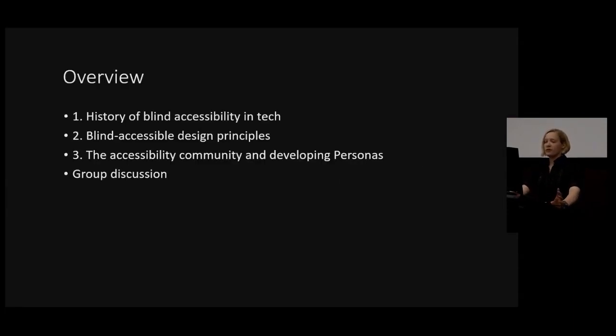So for a little overview of this talk, I know we do have an hour and a half. I think an hour and a half is kind of a bit long for anybody's attention span, so I'm going to try and keep it to an hour. But it is in 3 parts. So I'm going to go over the history of blind accessibility in tech, blind accessible design principles, and the third part is about the accessibility community and developing personas.